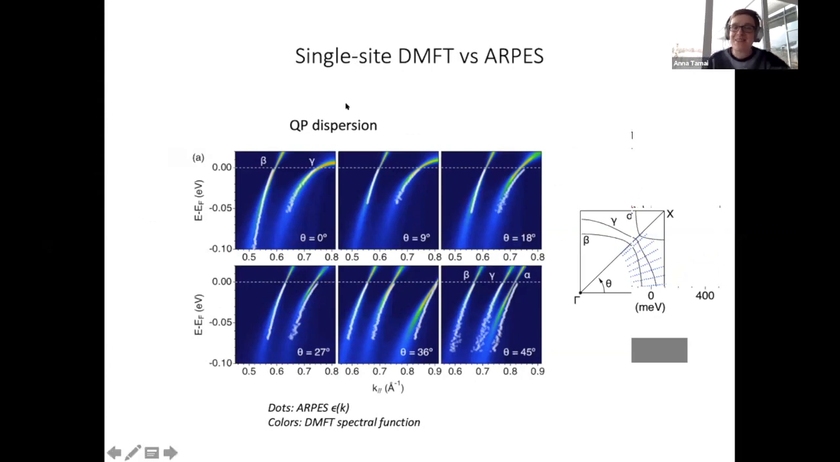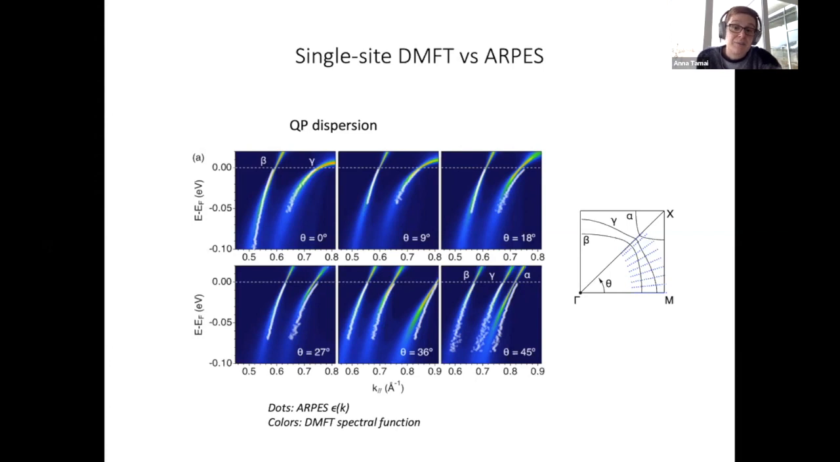Two more slides. So there is very good agreement between ARPES and DMFT, not only on the orbital basis, but also if you go back to think in terms of band basis. What you see in these graphs are the DMFT spectral function. These are the colored plots, and I overplot with white dots the ARPES dispersion. So there is very good agreement over the entire range of angles that we measure.